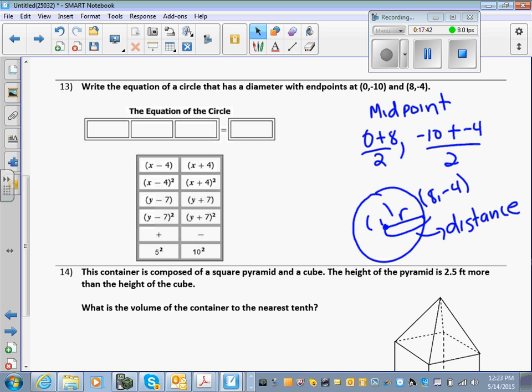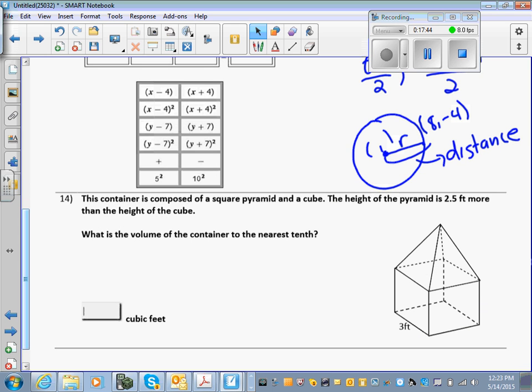All right, number 14. This container is composed of a square pyramid and a cube. The height of the pyramid is 2.5 more than the height of the cube. So since this is a cube, you know this is going to be 3. So the height is going to be 2.5 plus 3, which is 5.5, right?